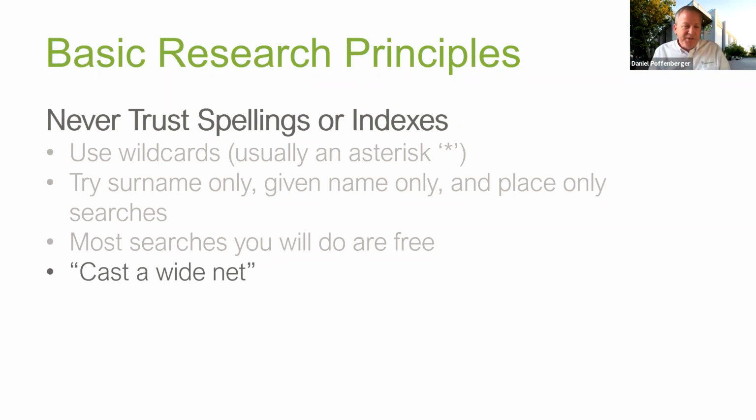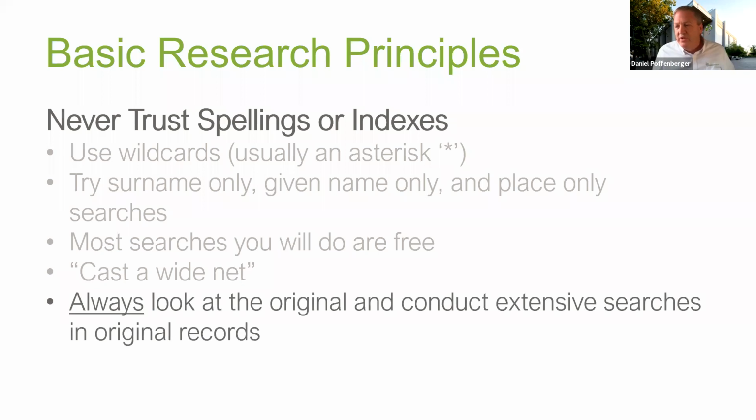I also sometimes just like to do searches for a surname in an area just to get an idea of how common that name is in that area. Then I know if I do find something interesting, how meaningful is it? Because I've just done a surname search and I have an idea of how common it is, right? And then always look at the original and do your searches in original records. The indexes really should just guide you to original records. And again, I'll show you some examples of why you want to do that. So forgive me for going off a little bit on some basic research principles.